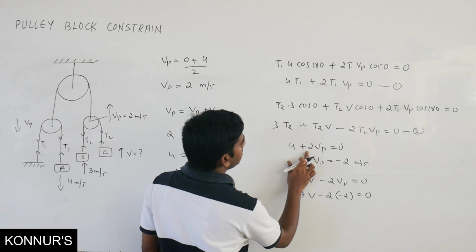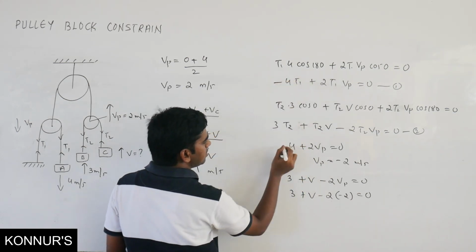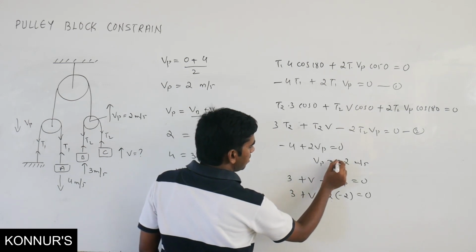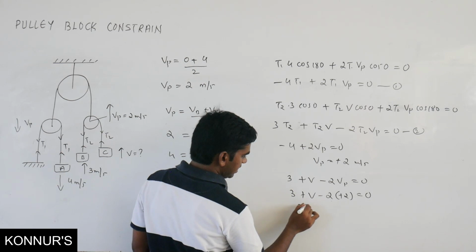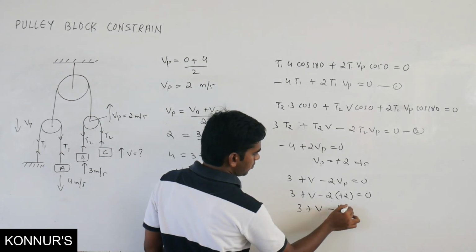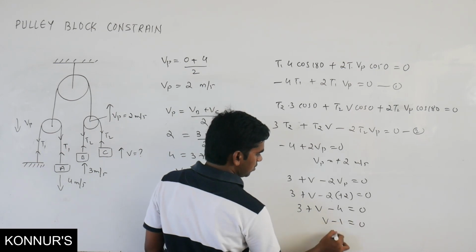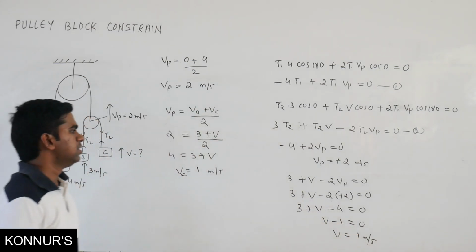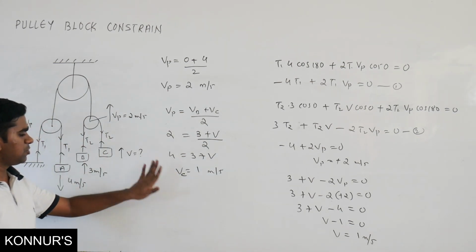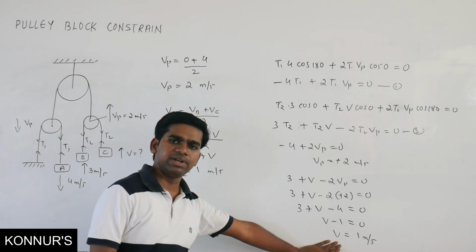Here with Vp, the negative sign is there. So this will become positive. So what will happen? 3 plus V minus 4 equals 0. So V minus 1 equals 0. So V equals 1 meter per second. So by using the pulley method also we are getting 1 meter per second. By using the tension method also we are getting 1 meter per second.